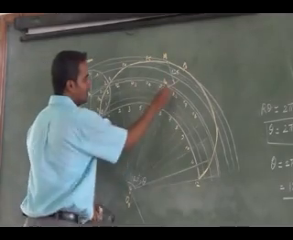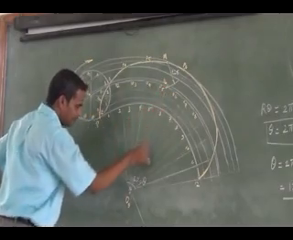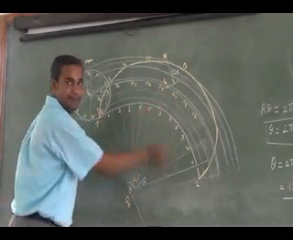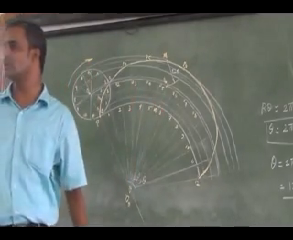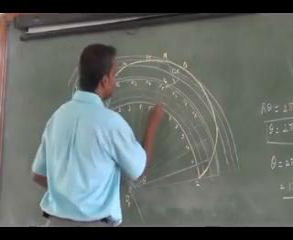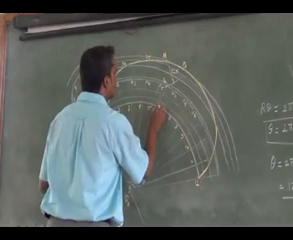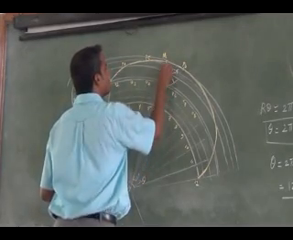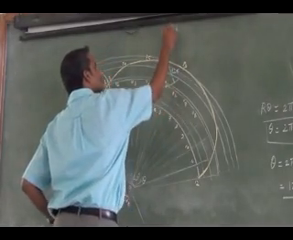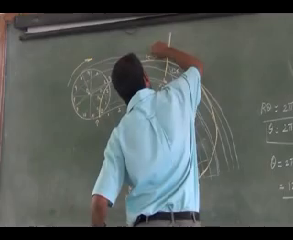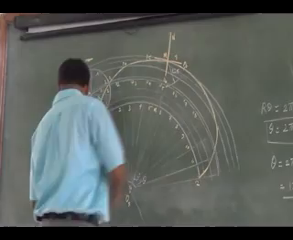Right. Then I can connect this center to the base circle center. Where it cuts the base circle, that is the base circle location of that point. By joining this M and M, I have a normal, and perpendicular to that is my tangent. This is my normal, this is my tangent.